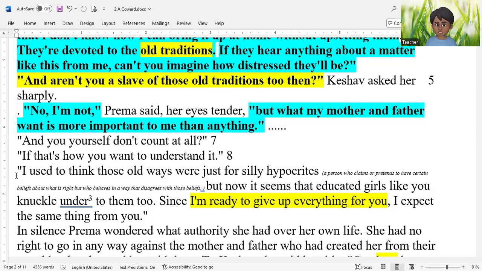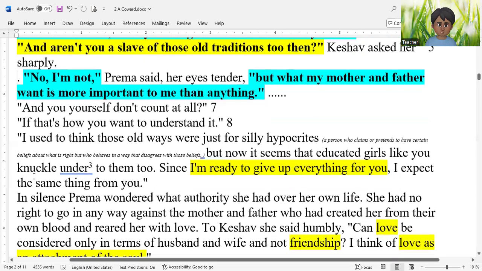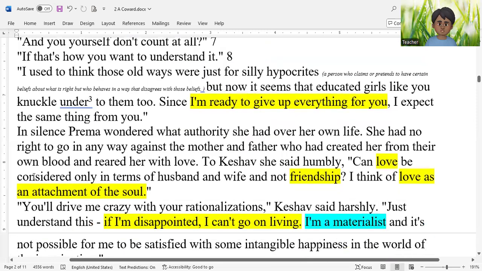Now, look what Keshav says. "And you yourself don't count at all?" This is a very important question. Keshav says to Prema that, Prema, don't you think your life is also important? You only think you should do what your parents say? Now move ahead. "If that is how you want to understand it," Prema says that is not the case. "But if you understand that way, I can't do anything. I used to think those old ways were just for silly hypocrites."